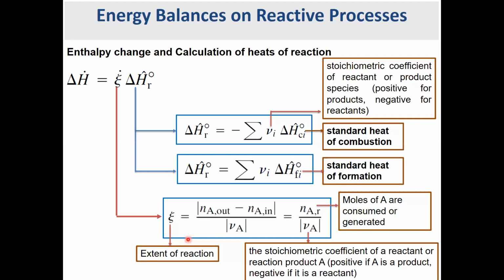Zeta here is the extent of reaction that you studied before. It shows to what extent the reaction proceeds. You can calculate it if you have the moles of any of the components in your reaction, either reactant or product. You know the values at the beginning and at the end. So by knowing these two values, you can calculate zeta from any of the components of the process. And again, here is the stoichiometric coefficient of the specific component that you choose.